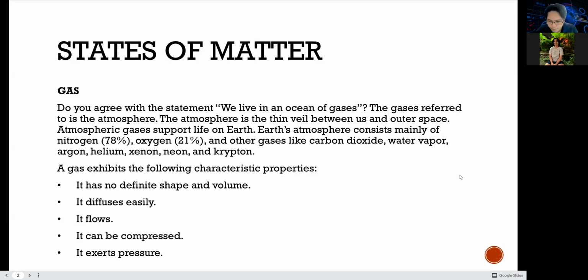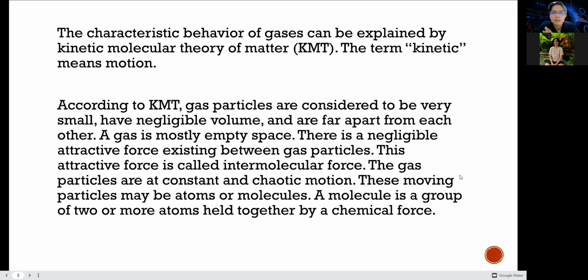It exerts pressure. The characteristic behavior of gases can be explained by the kinetic molecular theory of matter, the KMT. We'll discuss KMT, hopefully, in this module. The term kinetic means motion, right? According to KMT, gas particles are considered to be very small, have negligible volume, and are far apart from each other. They're really far apart. A gas is mostly empty space.